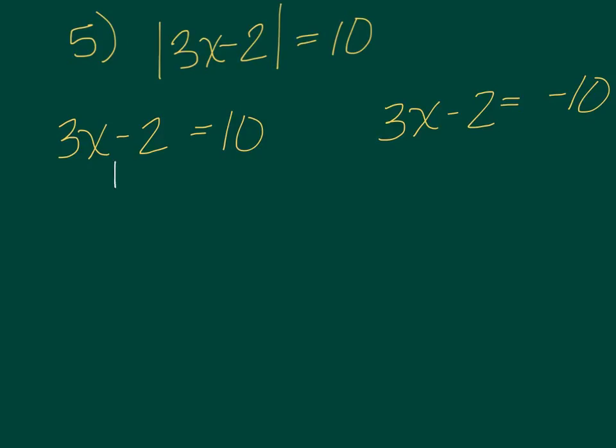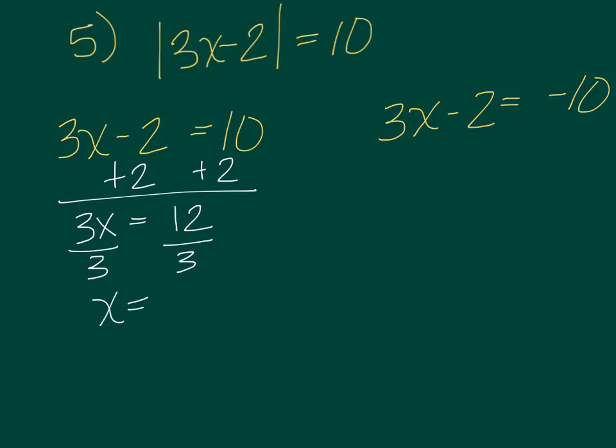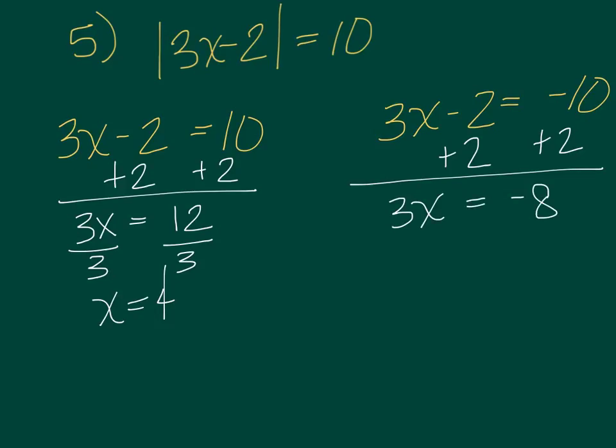Alright, so what we should have done first is added 2 to get 3x equals 12. Divide by 3, so x equals 4. On the other side, I'm going to do the exact same thing by adding 2. And this time I get 3x equals negative 8. Divide by 3. So x equals negative 2.6. And you can leave it as a fraction if you want, or you can write it as a decimal.